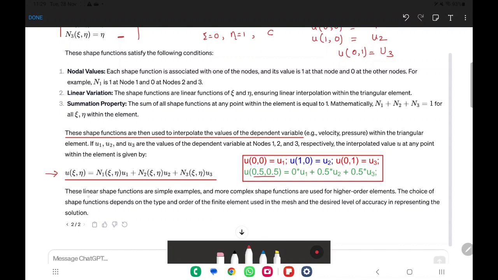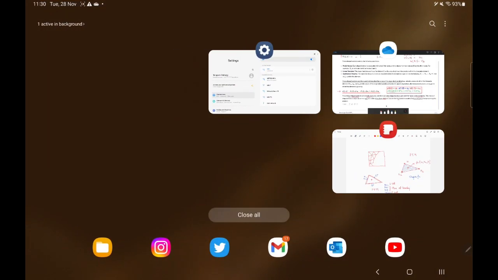Now these linear shape functions are simple examples, and more complex shape functions are used for higher order elements. You can use higher order. The choice of shape function depends on the type and order of the finite element used in the mesh and the desired level of accuracy. So the shape function will determine the level of accuracy. And just to mention again, this is primarily used in stress and strain analysis. Okay. So we will close it here.